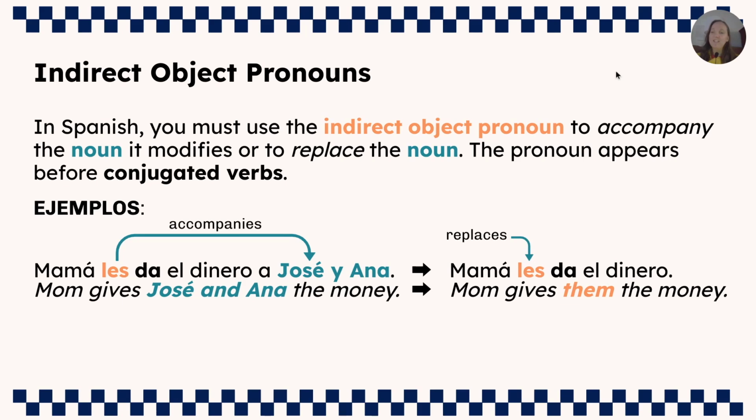So in this first sentence, we see that the indirect object pronoun is accompanying the noun. Okay? We have both les and Jose y Ana in the sentence. In our second sentence, we're going to see the indirect object pronoun replace the noun. So our second sentence in English is Mom gives them the money. In Spanish, that would be Mamá les da el dinero. So we've taken out a Jose y Ana because now the indirect object pronoun is replacing the noun.